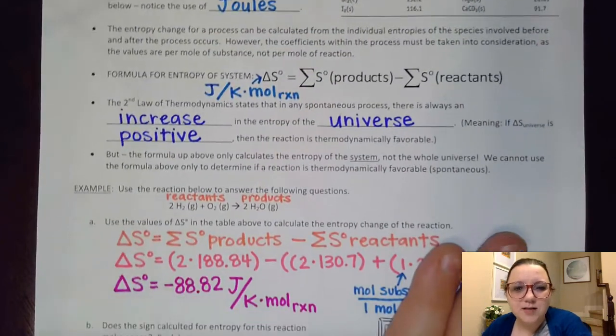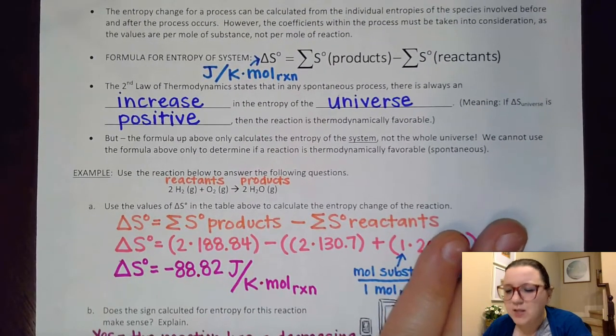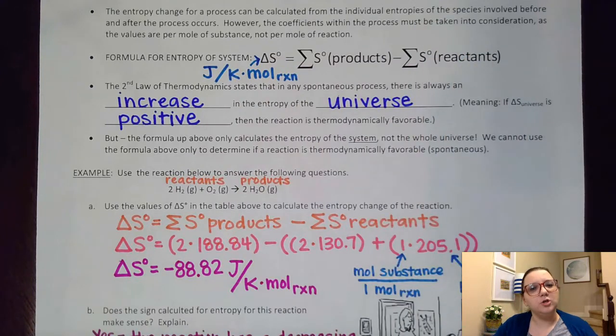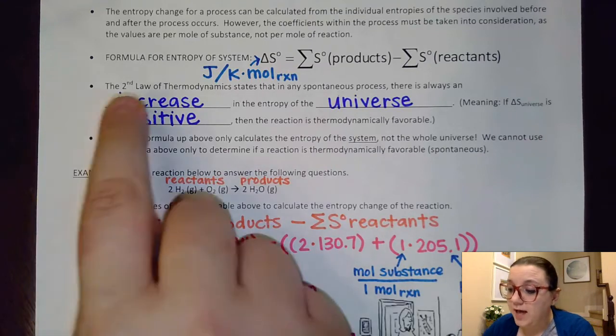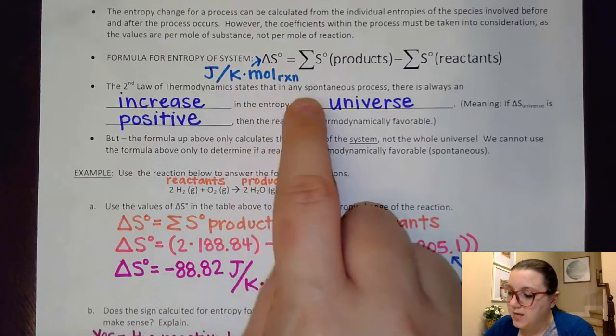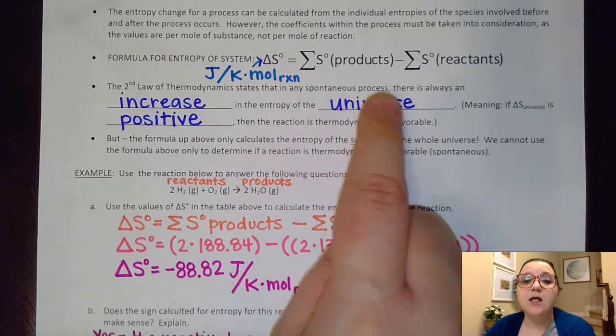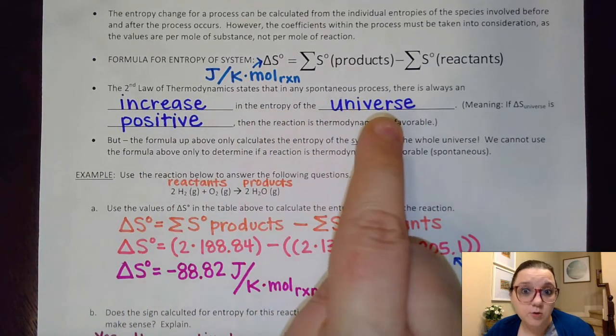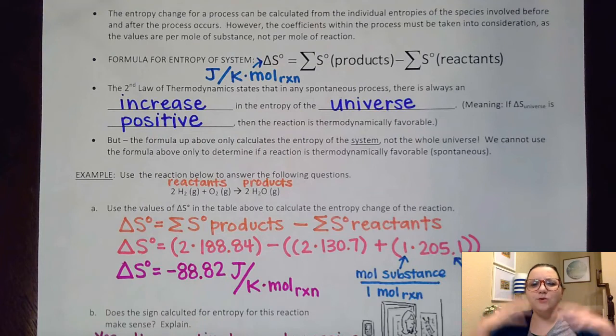Now, entropy is kind of interesting because this calculation alone cannot determine whether or not a process is spontaneous. Let me explain why. We have the second law of thermodynamics, which states that in any spontaneous process, there is always an increase in the entropy of the universe. Basically, the universe is designed to get more messy as time proceeds.